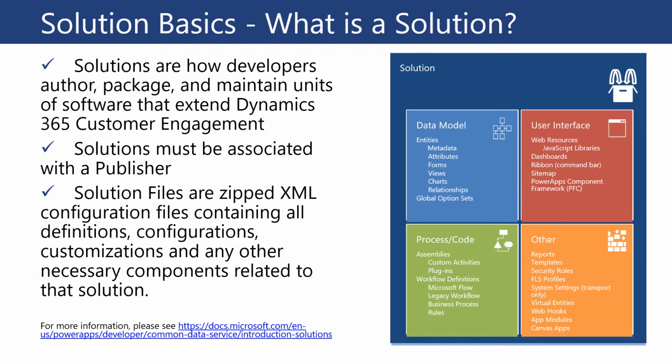As you can see in the diagram to the right, there are 4 areas that we consider when talking about the components of a solution. The data model, which can be entities and anything related to the entity, and global option sets. User interface can be web resources, JavaScript libraries, dashboards, etc. Processes and code can contain assemblies with custom activities or plugins, and workflow definitions like Power Automate, business process, and rules. And then, of course, things like reports, templates, security roles, etc. are all grouped in the other category.